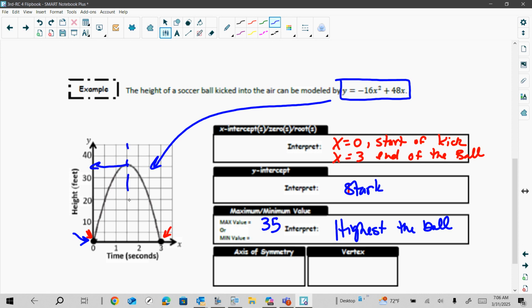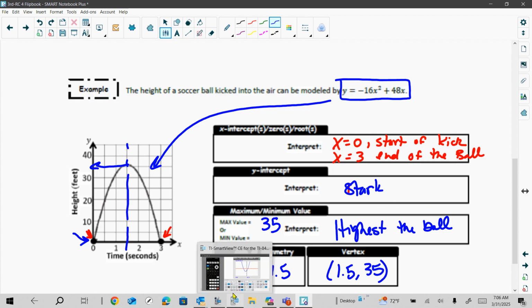Our axis of symmetry, we can still get that. That's x equals 1.5. And our vertex would be 1.5 comma 35. All right, so we're going to ask you to practice some interpretations on our worksheet today. So make sure you do that.